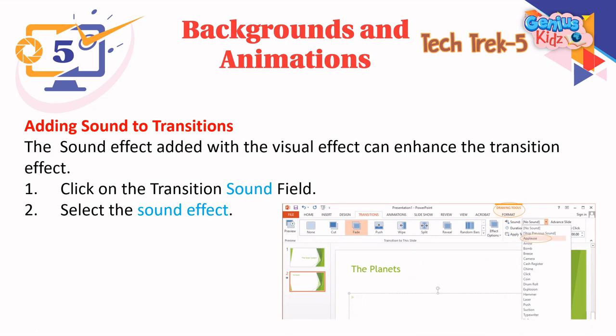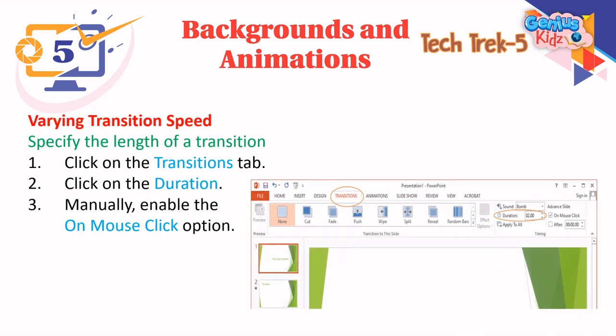Adding sound to transitions. The sound effect added with the visual effect can enhance the transition effect. 1. Click on the Transition Sound field. 2. Select the sound effect. Varying transition speed. Specify the length of a transition. 1. Click on the Transitions tab. 2. Click on the duration. 3. Manually enable the on mouse click option.